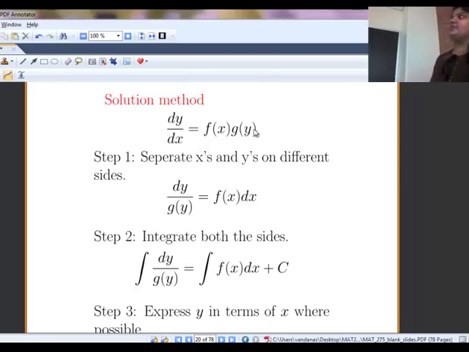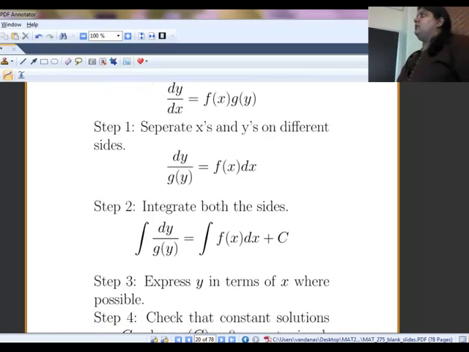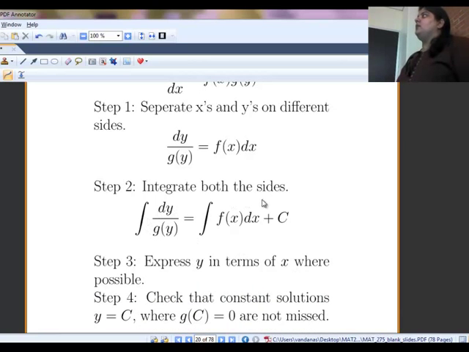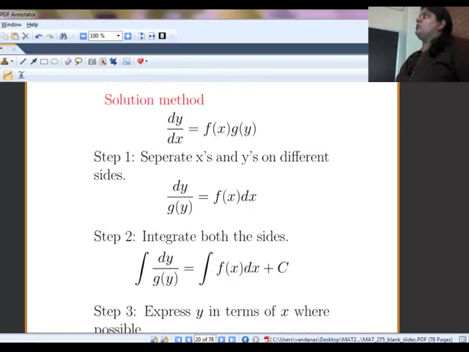dy over dx is f of x times g of y. So what we will do is separate it. We will combine dy with g of y, and f of x with dx. Now you can see you can integrate both sides. If you integrate both sides, then you will have a constant of integration by the fundamental theorem of calculus, and then you will simplify for your function y. That's a solution. Now, is it possible to do this? Is it possible to go from here to here?